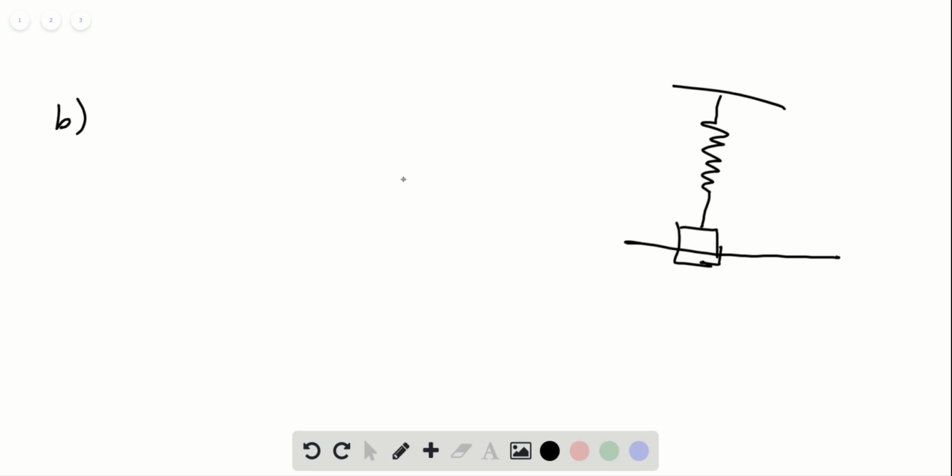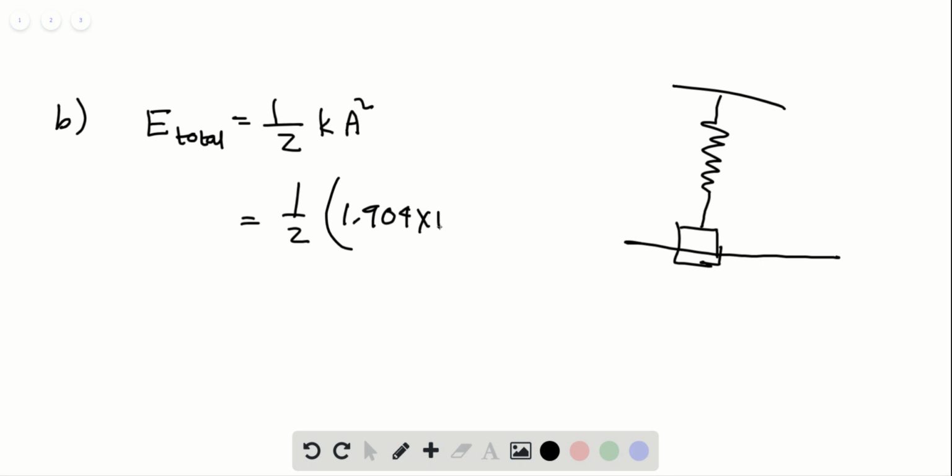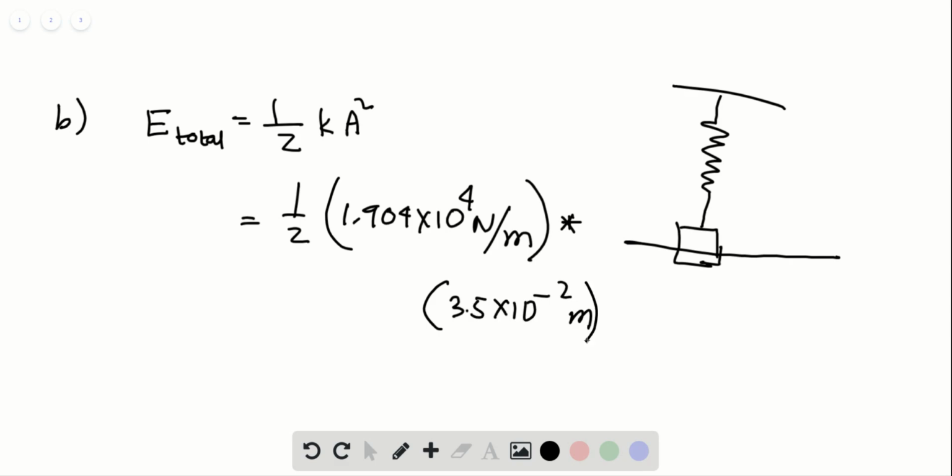And then the total energy will just be elastic potential energy. So the total energy is half of k a squared. And of course, since it's at equilibrium, there's no velocity. So all we have is the elastic potential energy. So now we can use the given information. We have the spring constant as 1.904 times 10 to the power 4 Newtons per meter times a squared, which is 3.5 times 10 to the power negative 2 meters squared.